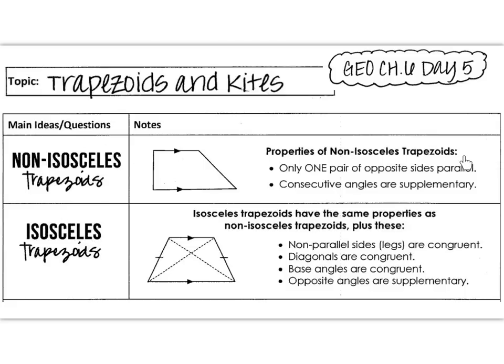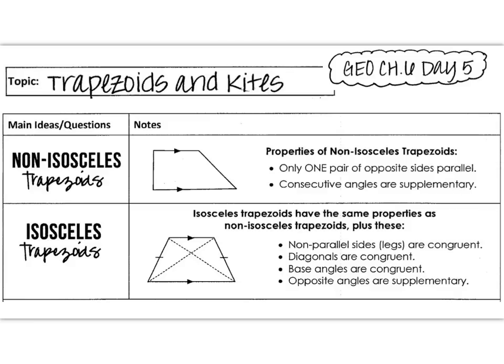Properties of non-isosceles trapezoids are that there's only one pair of opposite sides that are parallel. So in this figure, this side is parallel to this side, and it's indicated by these little arrows. That's the only pair that are parallel. These two sides are not parallel. Also, consecutive angles of a non-isosceles trapezoid are supplementary.